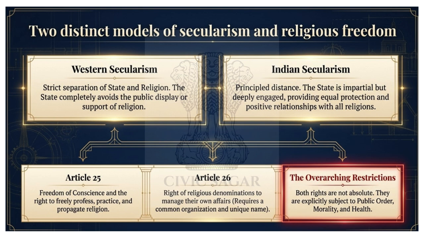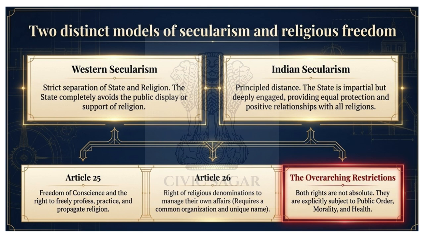When it comes to religious freedom, the world uses two completely different models of secularism. Western secularism is a model of strict separation. The state and religion sit on opposite sides of a total wall. The government completely avoids any public display, funding, or support of religion. Indian secularism, however, operates on a principle of distance. The state remains neutral and impartial, but it stays engaged. It provides equal protection, respects all faiths, and maintains a positive relationship with every religion.